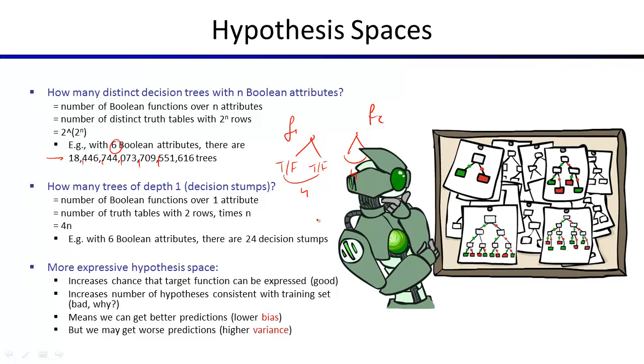Okay, so overall, what's good about having a very expressive hypothesis class is that you might be able to capture very complex patterns. What's bad about it is that you will be able to be consistent with the training data pretty much always if you have a very large hypothesis class, and so you might end up overfitting. So large hypothesis classes means lower bias, which is good, but higher variance, which is bad if you don't have a whole lot of training data.